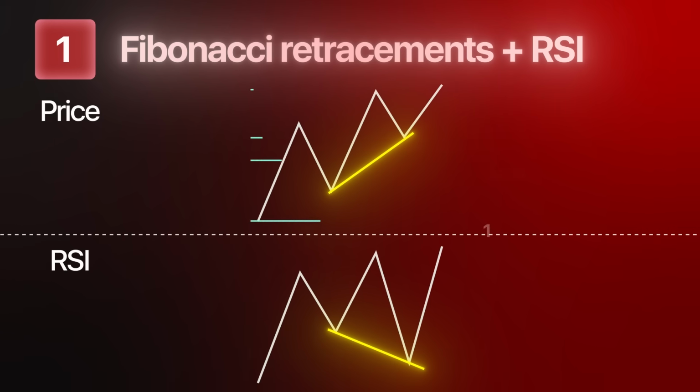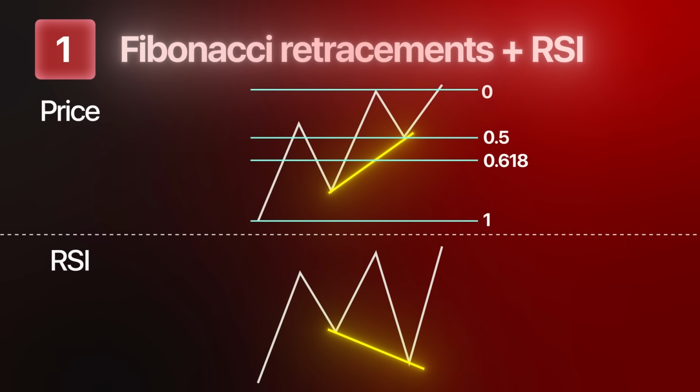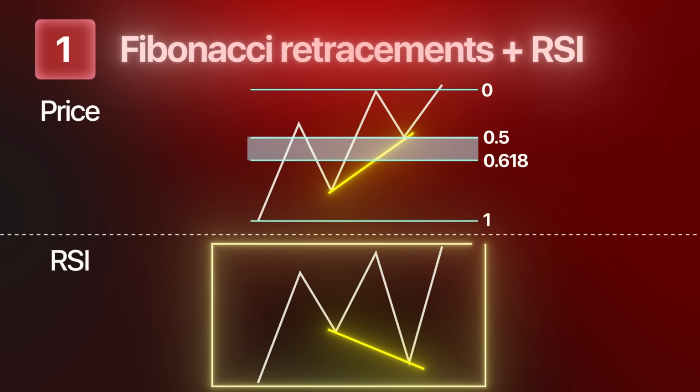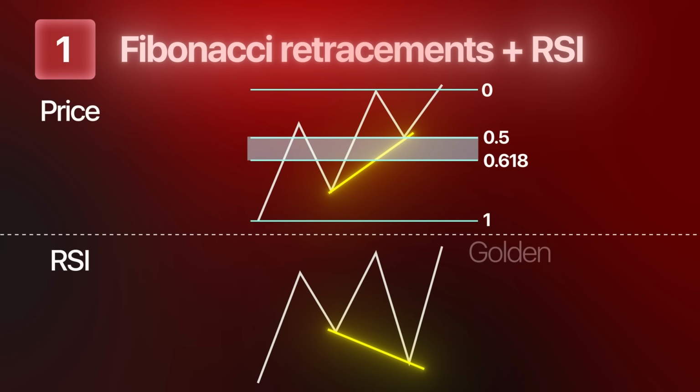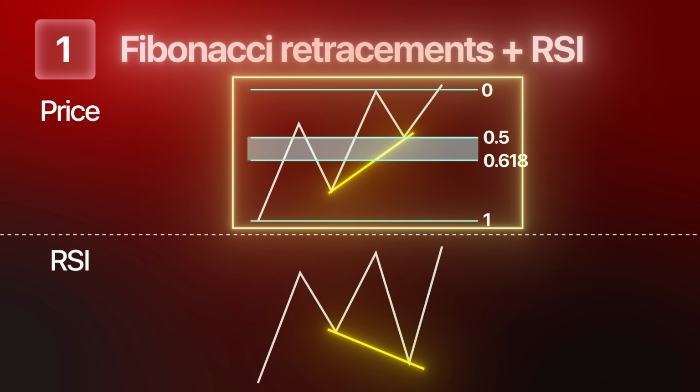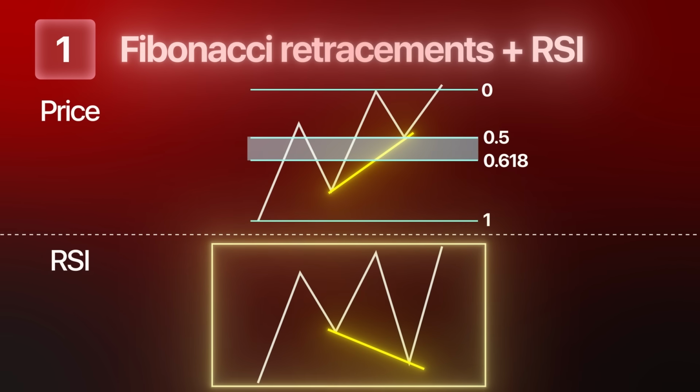Now, stacking this with a Fibonacci retracement, if your pullback lands right in that 0.618 zone and the RSI shows a hidden divergence, that's a golden entry signal. You're not just buying a random retracement, you're buying where both price action and momentum agree.